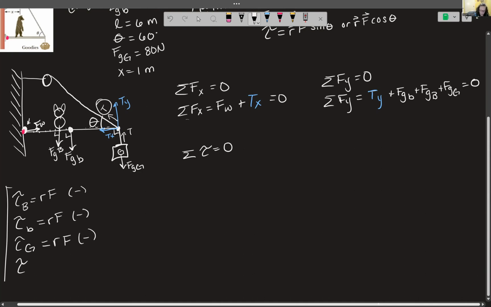And then I need to think about the torque due to that wire. I'm going to put here wire. And this will be RF. This is the force of my bear, beam, and Battlestar Galactica.